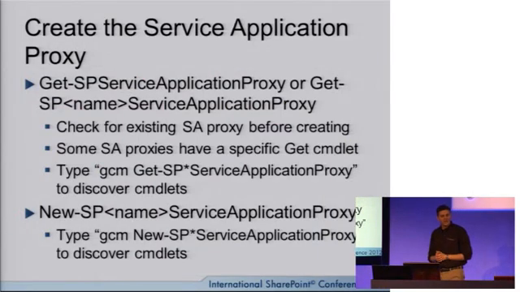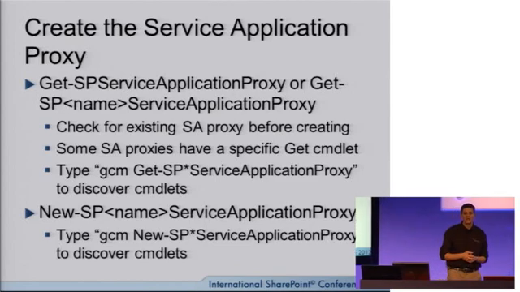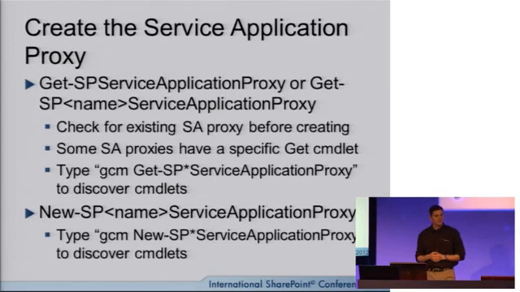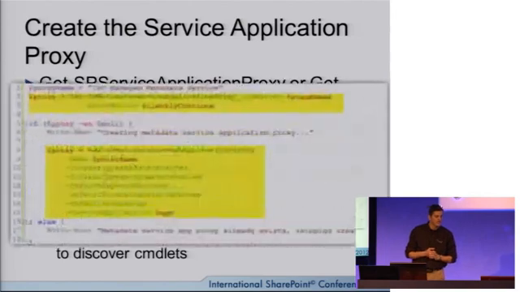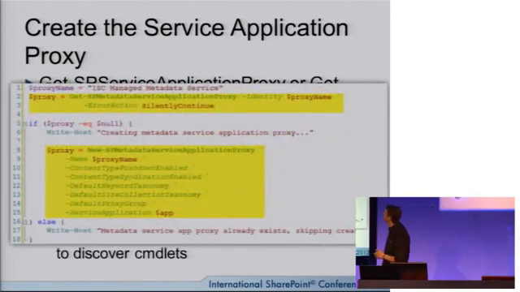Creating the service application proxy, it's effectively the same kind of pattern, right? Usually for every cmdlet, if I've got New-SPBusinessDataCatalogServiceApplication, the proxy is going to be the same thing with the word proxy at the end, right? And in terms of discovery, it's the same syntax. I can use a Get-Command to find what those cmdlets are. So if we look at an example now of how to do that.